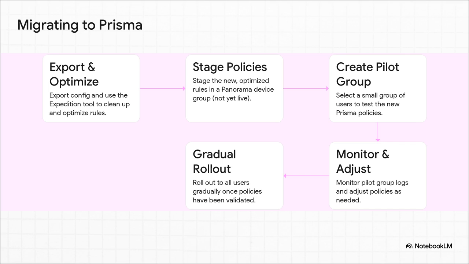The most crucial step is next. You create a small pilot group of users. Let them test everything. You watch the logs like a hawk, you fix what's broken, and only when that pilot group gives you the green light do you start a slow, gradual rollout to everybody else.